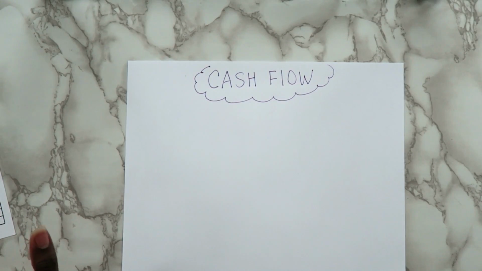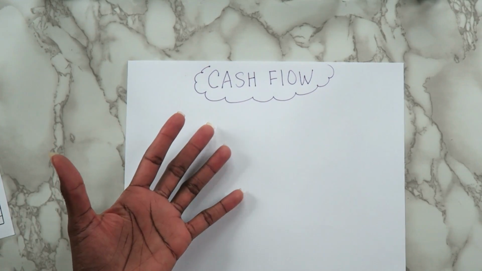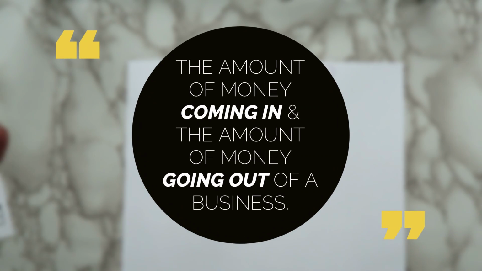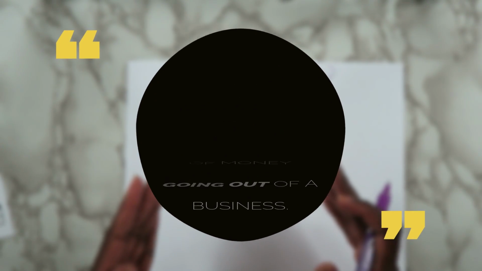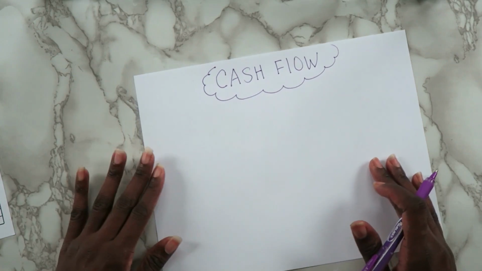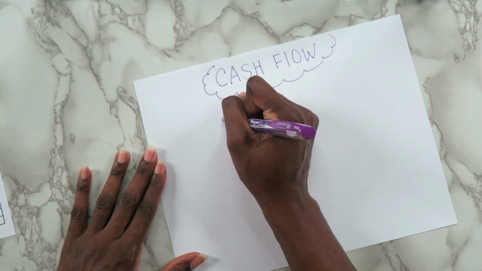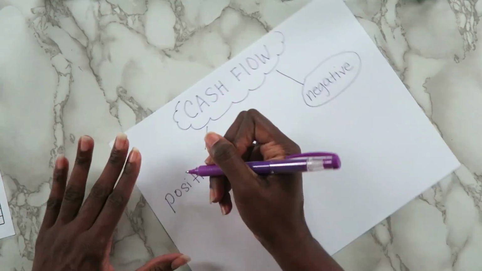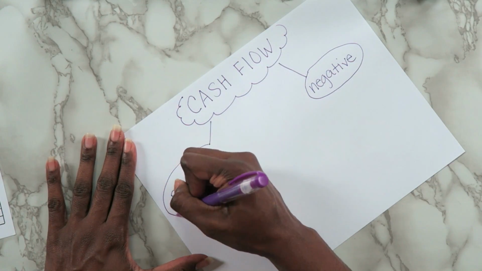Now, what is cash flow? This is a term most businesses use. As a matter of fact, all businesses use it on the business side, in accounting and in finance and data analytics. The cash flow definition is the amount of money coming in and the amount of money going out of a business, okay? So what does that mean? That means we usually have positive cash flow or negative. So it's kind of self-explanatory from here.